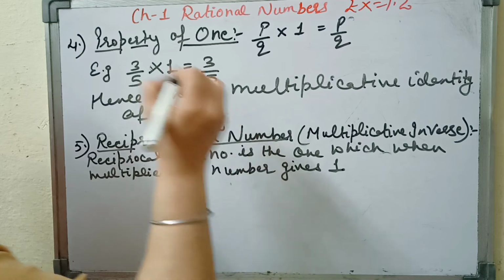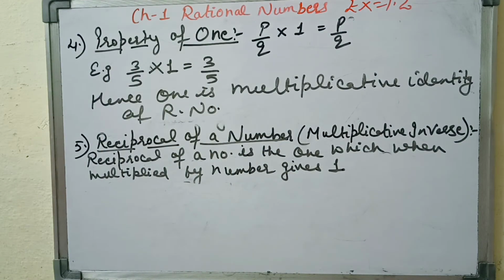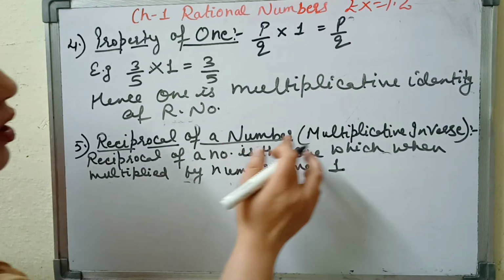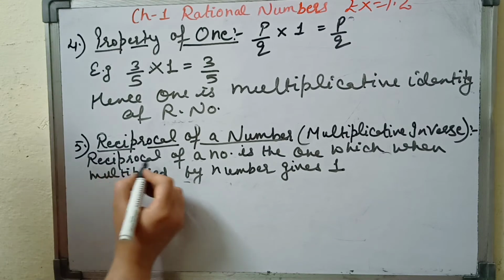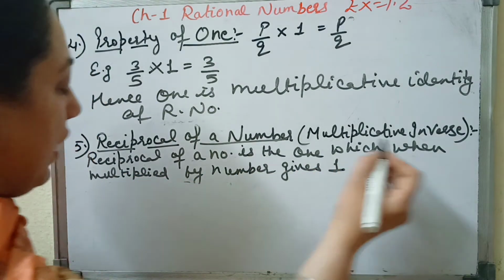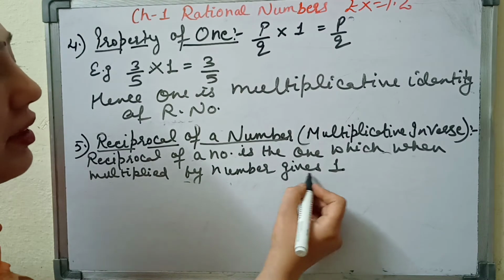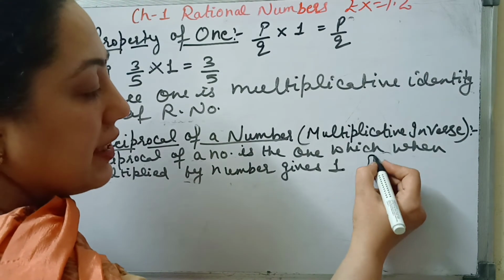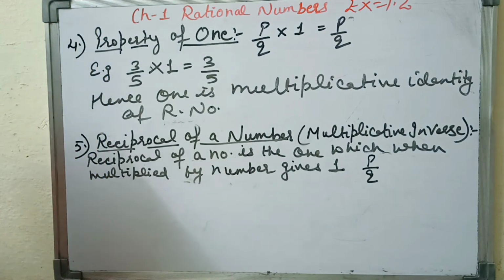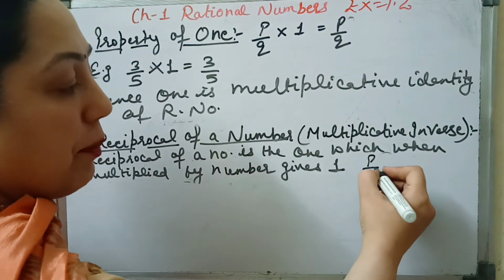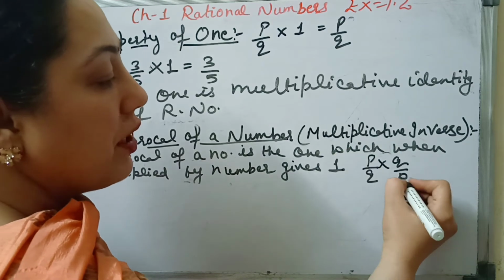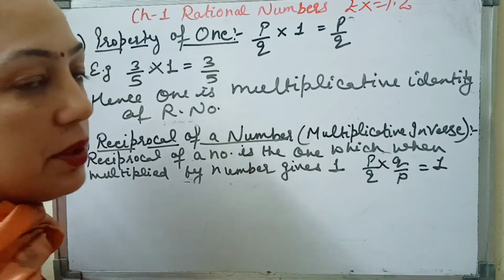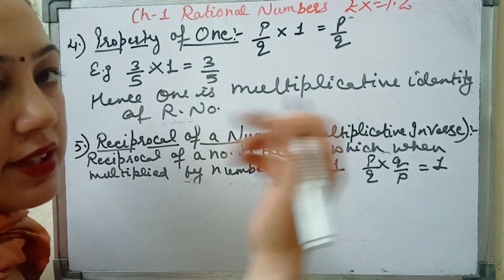of a rational number. Next property is reciprocal of a number. Reciprocal of a number is also known as multiplicative inverse. According to this property, reciprocal of a number is the one which when multiplied by a number gives us 1. That is, if I take a rational number p over q, by which number do I multiply it to get 1? I multiply it with q over p, it gives us 1 because p cancels with p and q cancels with q, you will always get 1.